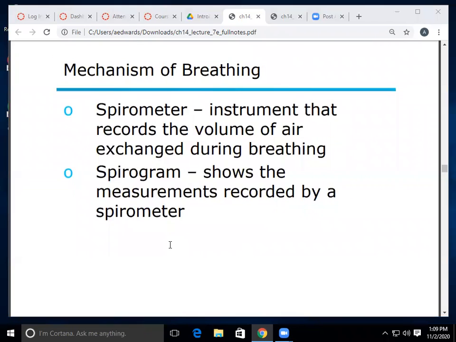All right, an instrument involved in studying respiration is the spirometer, and it records the volume of air that's exchanged during breathing. Now, to actually show the measurements recorded by a spirometer, you can use what we call a spirogram. So there's the instrument, and then there's the printout or graph that it creates.